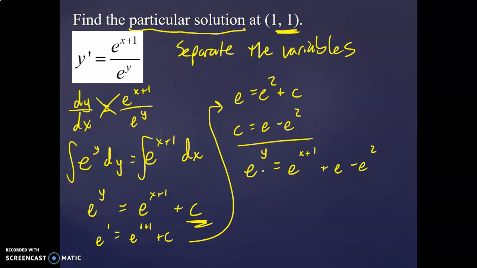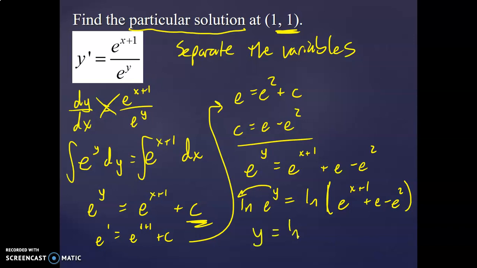Now to get it out of the exponent, I need to take a natural log on both sides. So natural log of e^y equals natural log of e^(x+1) plus e minus e squared. Now I can move that y in front. ln of e is just 1, so that whole side just becomes y. So y equals ln(e^(x+1) + e − e²).